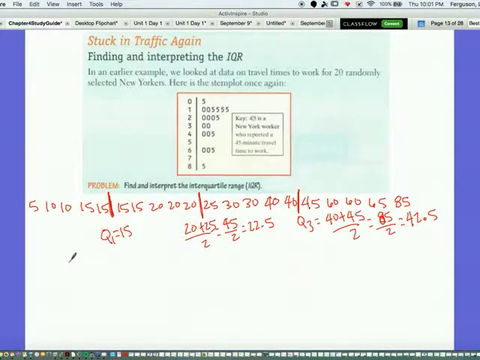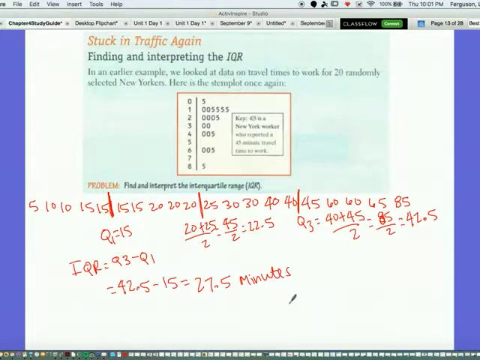All right, to find my IQR, my formula for that is to say Q3 minus Q1. So I already know that Q3 is 42.5, and I know that Q1 is 15. So whenever I subtract those, I get 27.5. And that would be 27.5 minutes because our information is all about minutes.